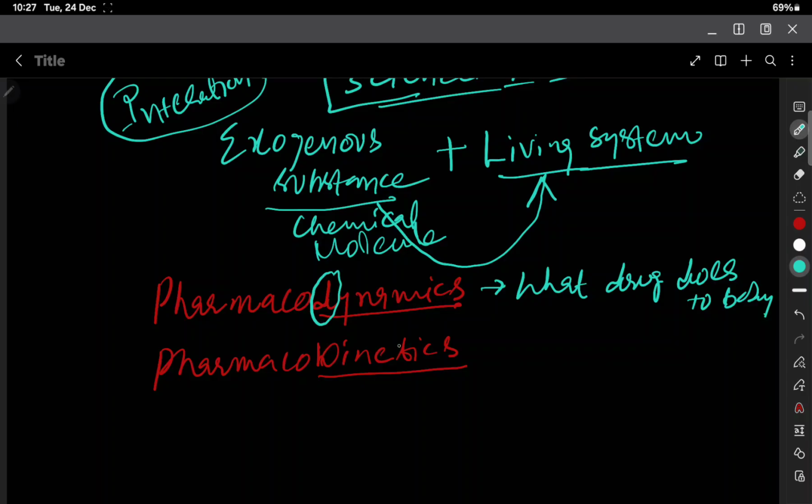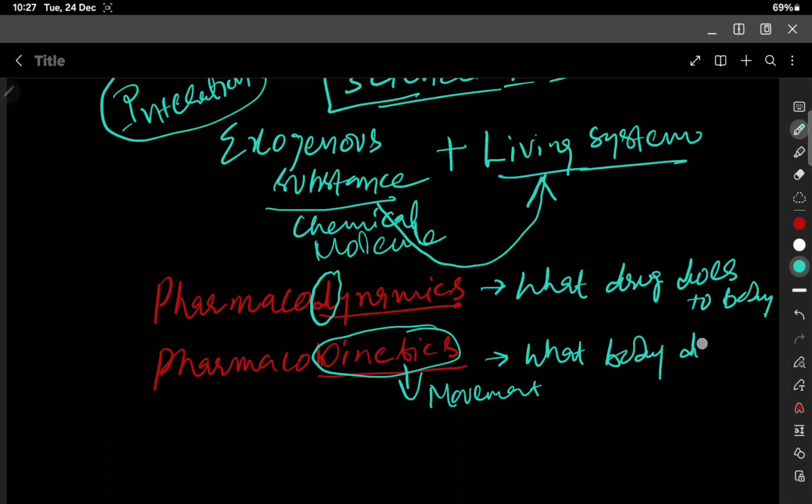And the second one is kinetics. Kinesis means movement. From this you can say that kinetics means what the body does to the drug, just the reverse of the above one. First one, dynamics, what the drug does to the body. Here the body is in a static position, and when the drug goes into the body, what that drug does to the body is called pharmacodynamics. Second one is kinetics, what our body does to the drug. When the drug goes inside our body, what our body does to that drug is called pharmacokinetics.